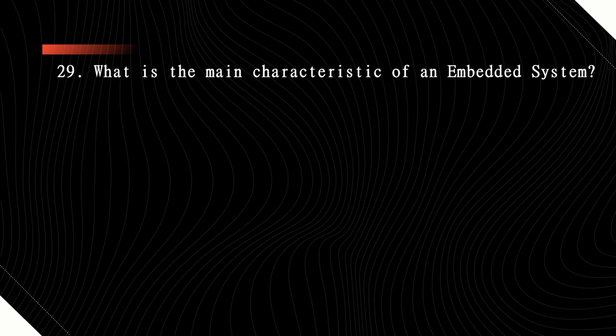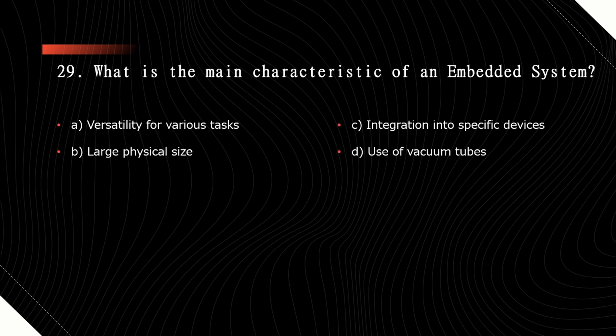What is the main characteristic of an embedded system? Options: A. Versatility for various tasks. B. Large physical size. C. Integration into specific devices. D. Use of vacuum tubes. Answer: C. Integration into specific devices. Embedded systems are specialized computers designed to be an integral part of specific devices, performing dedicated functions within those devices.